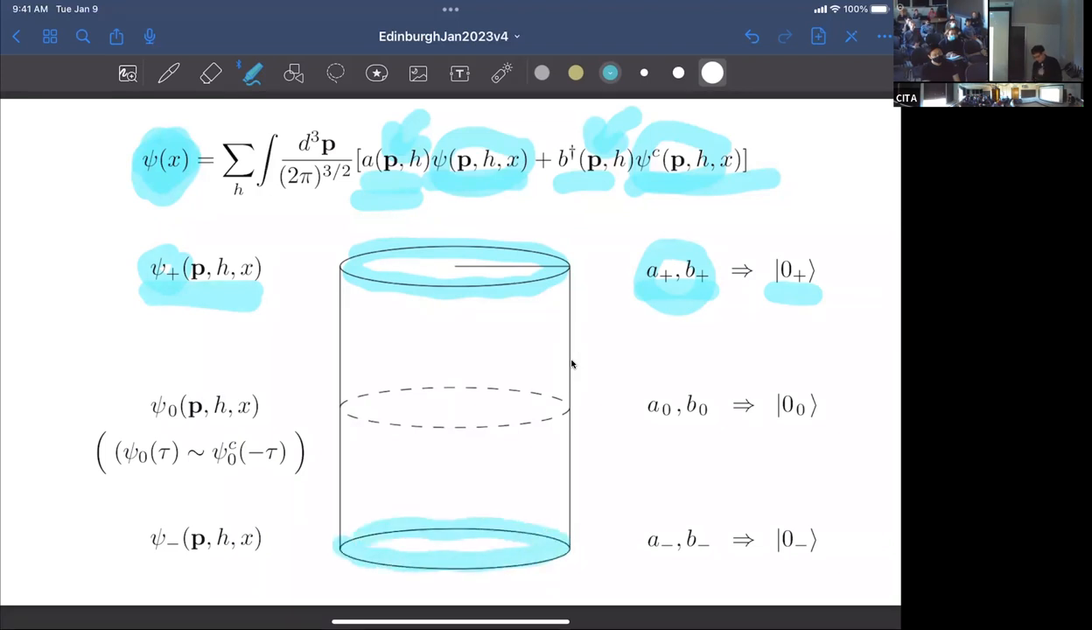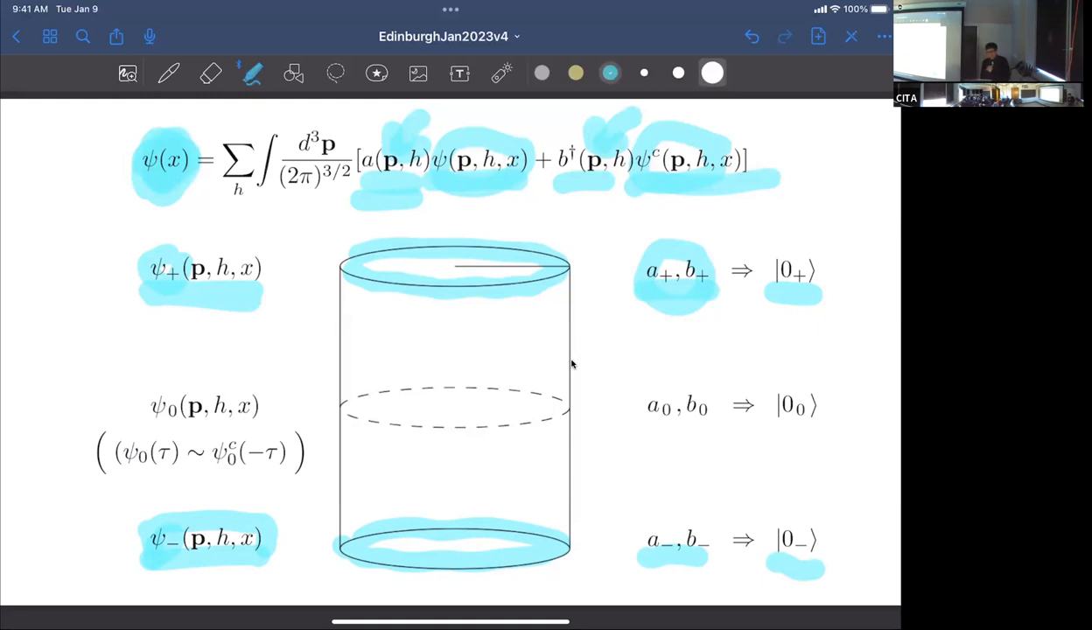But another hypothetical observer living long before, at the other end of the cylinder here, would split their solutions up in a different way. Their positive frequency solutions would be these solutions psi minus. So they would have different A's and B's, which would annihilate a different state, which would be the vacuum according to them. But there is another way to split up the solutions on this extension, because the space-time has this symmetry under tau goes to minus tau. The positive frequency solutions obey this additional condition that a given solution is equal to the charge conjugate solution at the negative value of the time. And then the vacuum defined by the coefficients in that expansion has this extra symmetry, this CPT symmetry.